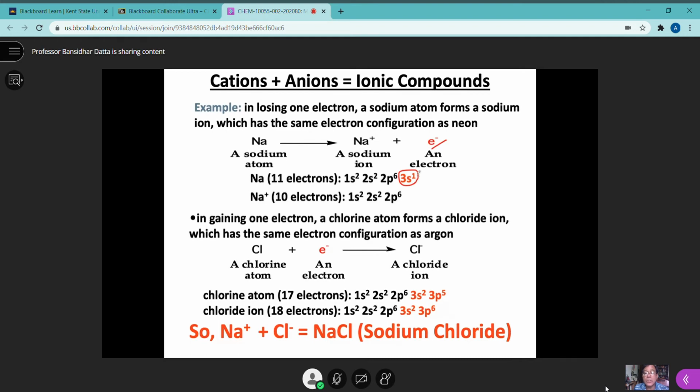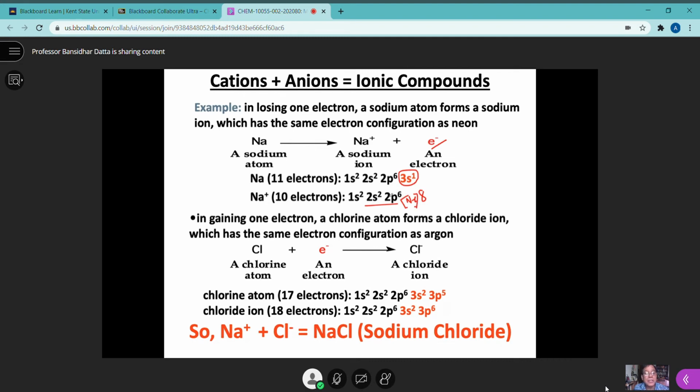Once it loses this electron, look at the inner shell. It has 2s2, 2p6. 2 plus 6 is 8. That's the octet rule. And 1s2, 2s2, 2p6 is the configuration of neon. That is the inert gas configuration. It is stabilized, but by default it has a positive charge.